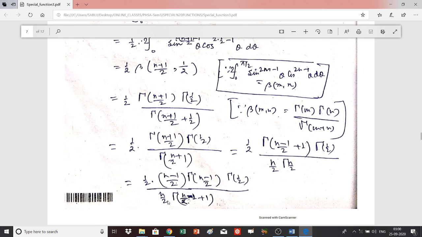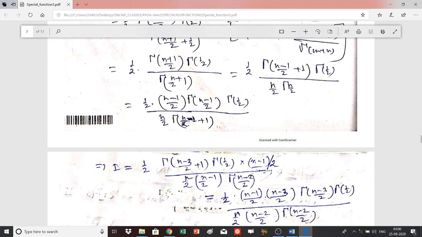And from here n by 2 is here, and you can write this term as n by 2 minus 1 plus 1. And from here you get I is equal to half gamma (n minus 3 by 2 plus 1), then this gamma half, and then n minus 1 by 2 will be there. And from here you can write n by 2, and from this you can write n gamma n, that is, here you can write n by 2 minus 1, then gamma (n minus 2 by 2).